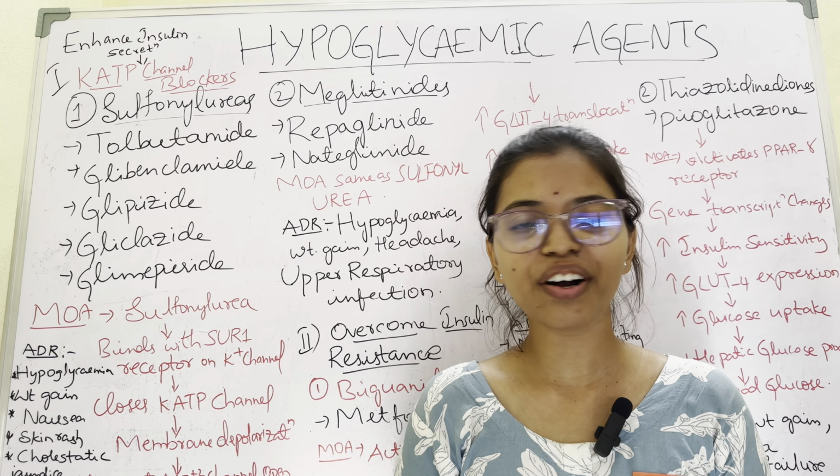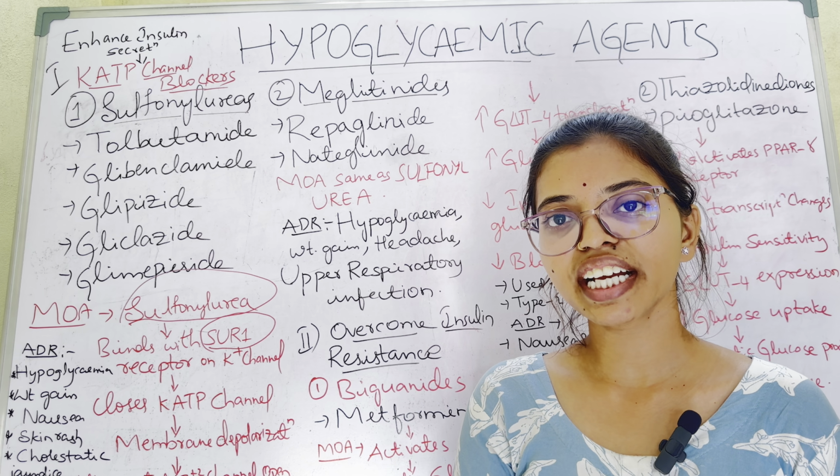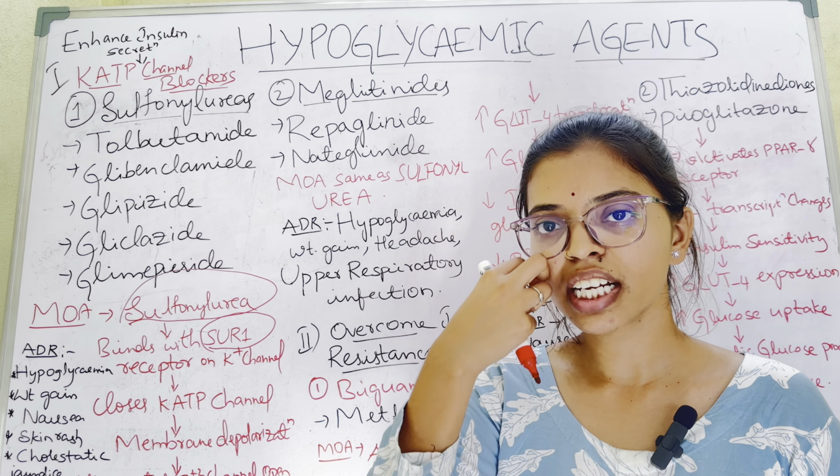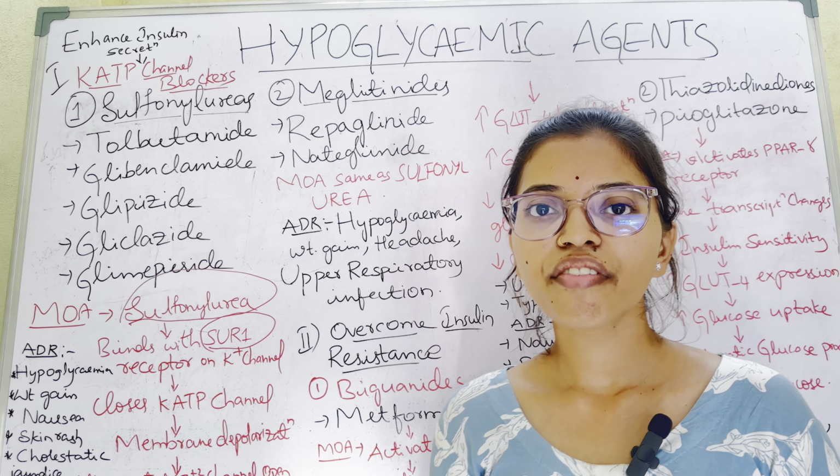And the other sulfonylurea receptor is SUR2. SUR2 is not required here because it is present in cardiac and skeletal muscles. SUR2 is again divided into two sub-receptors, SUR2A and SUR2B. SUR2A is present in cardiac and skeletal muscles and SUR2B is present in the vascular smooth muscle cells.